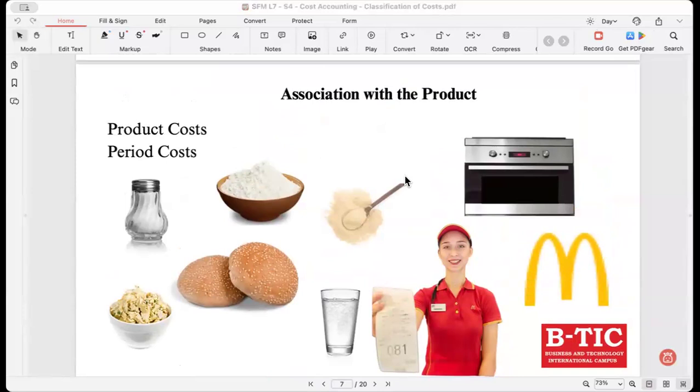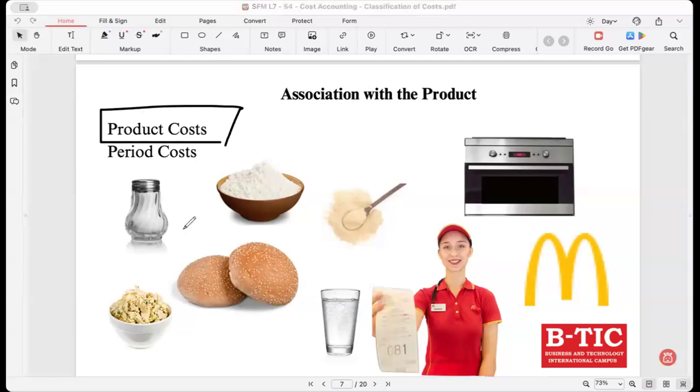Product cost means these are the costs that are traceable to the product and included in the inventory values. So product costs include the costs of direct material, direct labor, and manufacturing overheads. Now, this is the product cost. So if any cost is related to producing the product, then it becomes product cost.